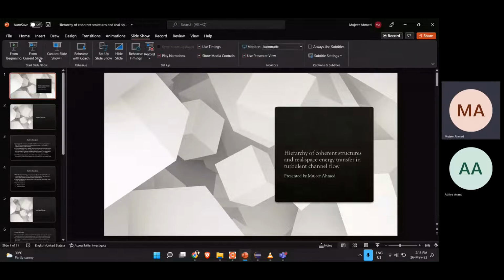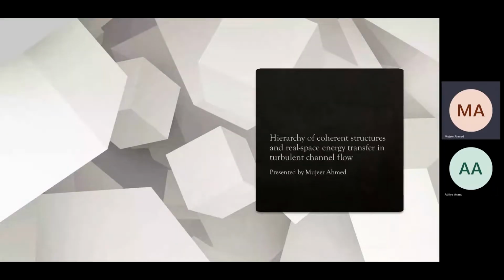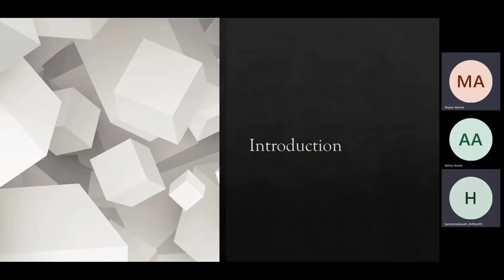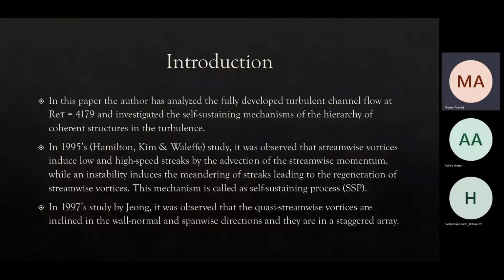Okay, so the paper which I have selected is The Hierarchy of Coherent Structures and Real-Space Energy Transfer in Turbulent Channel Flow. In the introduction of this paper, the author analyzed fully developed turbulent channel flow at a friction Reynolds number of 4179 and investigated the self-sustaining mechanism of the hierarchy of coherent structures in the turbulence.